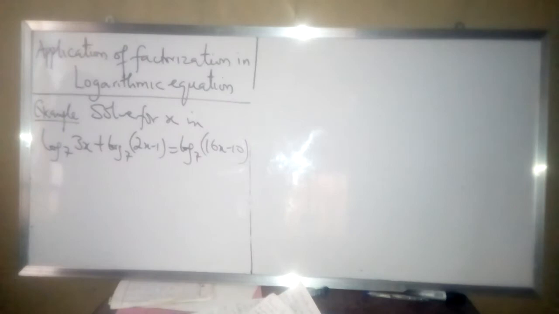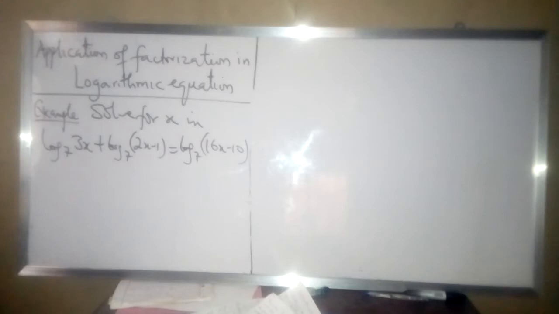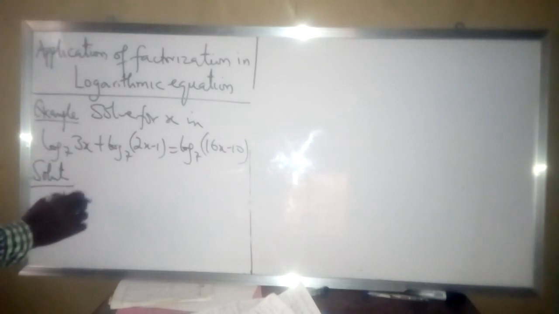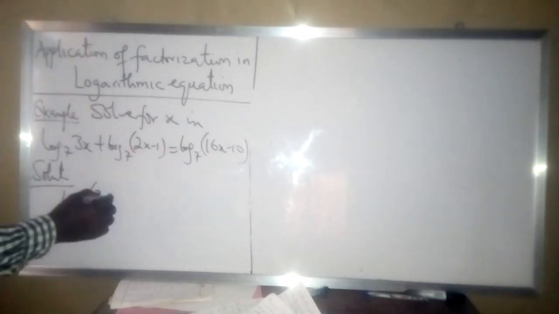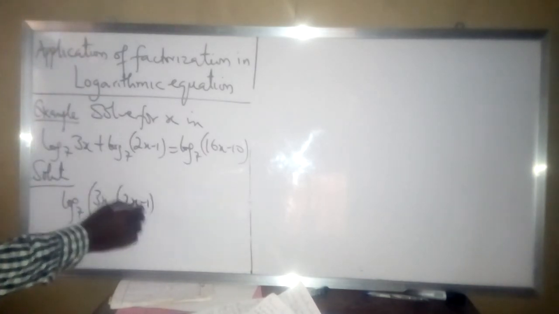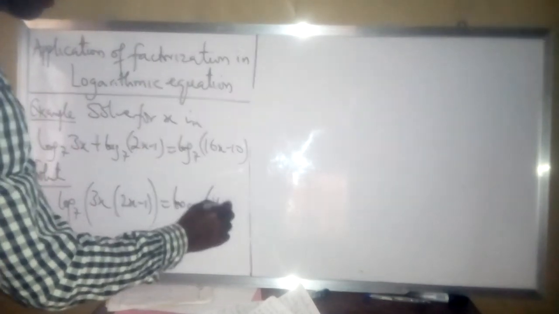Now, for us to solve for x, we have to apply the basic principle or laws of logarithm. In this left-hand side and the right-hand side, we have log base 7 is common. So we can select the common base there. So solution: log base 7 of 3x plus log, that means the logarithm of addition will change to multiplication, multiply by 2x minus 1, is equal to log base 7 of 16x minus 10.